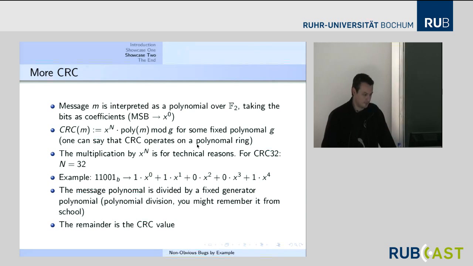And for some technical reasons, you also multiply the polynomial with some large value, but that's only for technical reasons. That's not so interesting here. Okay, so this is how CRC works.